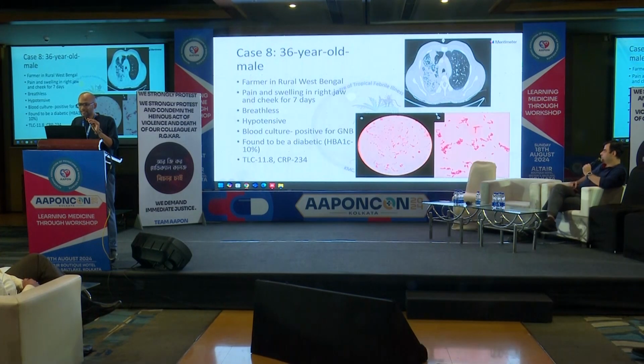So this is my last case, and this is something that I want to leave with. This is a patient who is a farmer in rural West Bengal, has come with pain and swelling in the right jaw and cheek, is breathless, is hypotensive, and blood culture is positive for a gram-negative bacilli.